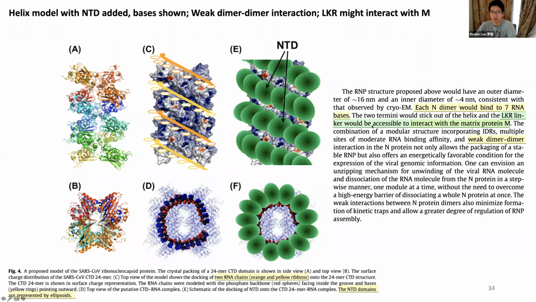The LKR linker would be accessible to interact with the matrix protein M, but there is no reference. I think this is just a kind of hypothesis. Each N dimer would bind to 7 RNA bases. No references again. I think this is either the author playing with it or another hypothesis. These two parts and also the weak property are very important, which I will talk about later.